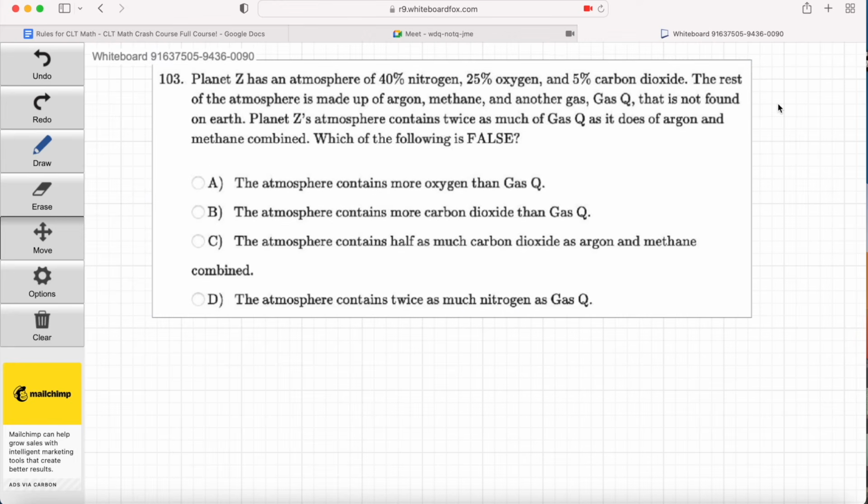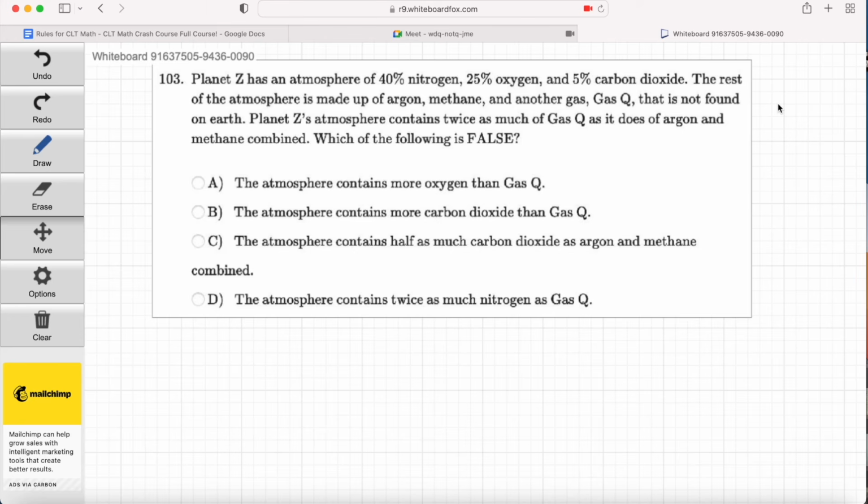There's a lot going on here with this question. Planet Z has an atmosphere of 40% nitrogen, 25% oxygen, and 5% carbon dioxide. The rest of the atmosphere is made up of argon, methane, and another gas, gas Q, that is not found on Earth. Planet Z's atmosphere contains twice as much of gas Q as it does of argon and methane combined. Which of the following is false?